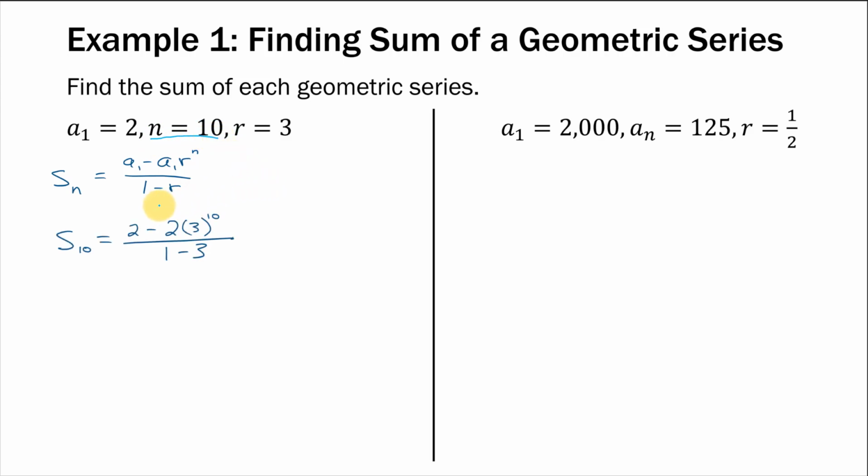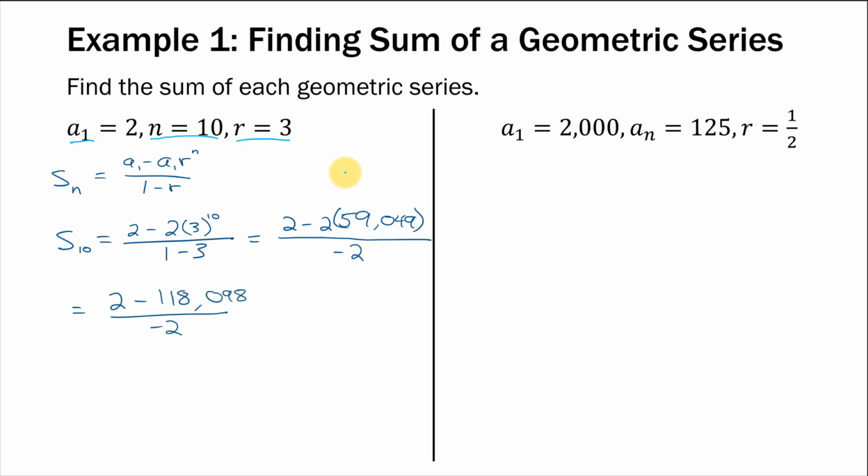So all I need to do is plug in a sub 1. A sub 1 is 2. So I have 2 minus 2 times 3 raised to the 10th power. I know r is equal to 3, and n is equal to 10, so I'm just plugging in what I have. And then in my denominator, I've got 1 minus 3. So I'm going to start plugging those in. 3 to the 10th power is 59,049. Then I can start simplifying. 2 times 59,049 is going to be 118,098. So 2 minus that is going to give me negative 118,096 in my numerator.